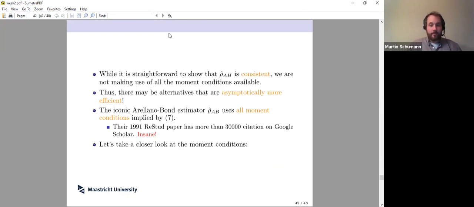If you look at their paper in the Review of Economic Studies, it has more than 30,000 citations, and that's absolutely insane. Most papers have maybe 1 citation. The average economics paper is not really read that often and cited even less. And their paper has more than 30,000 citations, which is absolutely crazy.